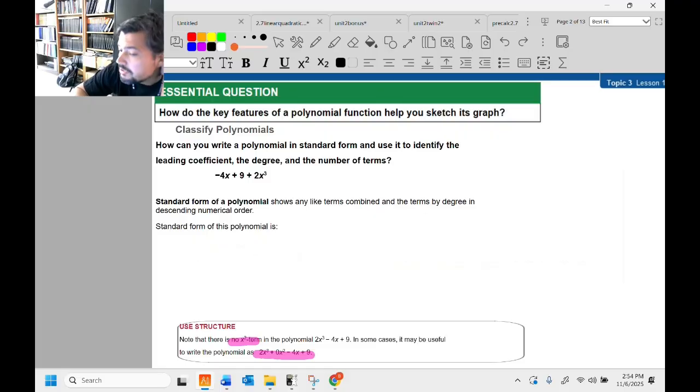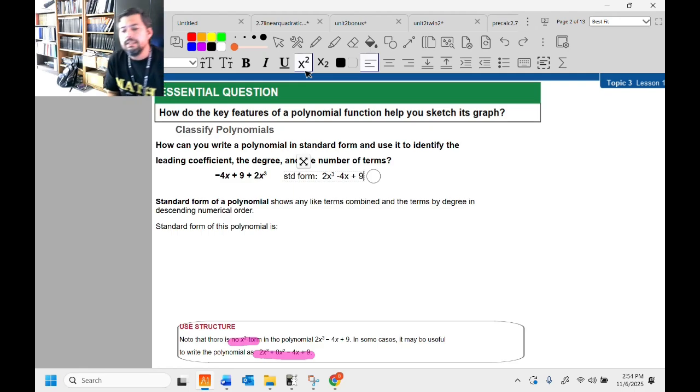All right, essential question. How do the key features of a polynomial function help you sketch its graph? How can you write a polynomial in standard form and use it to identify the leading coefficient, the degree, and the number of terms? So let's take this thing and put it in standard form. I wish they would have given it a name. But in standard form, the 2x cubed would be the first thing you'd see. Some kids, for the life of them, can't write things in standard form, but that's what she looks like in standard form.